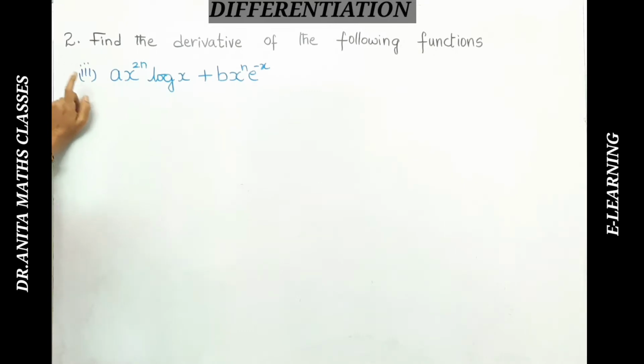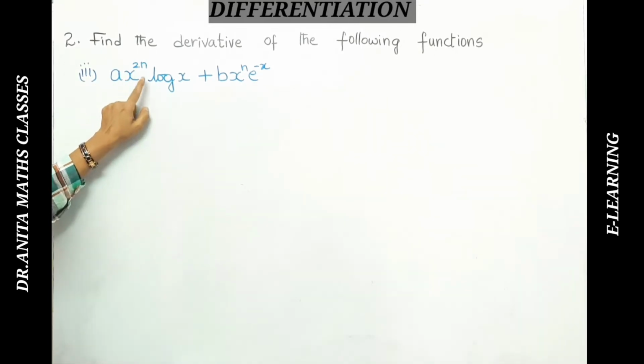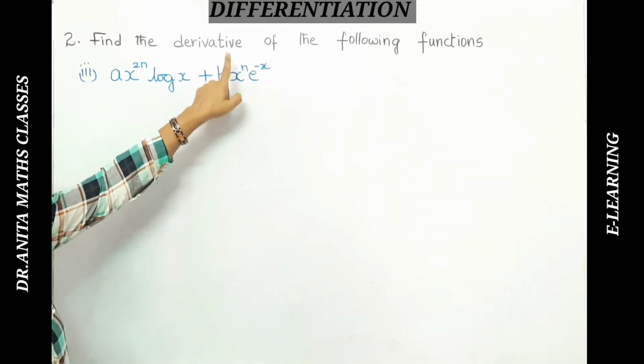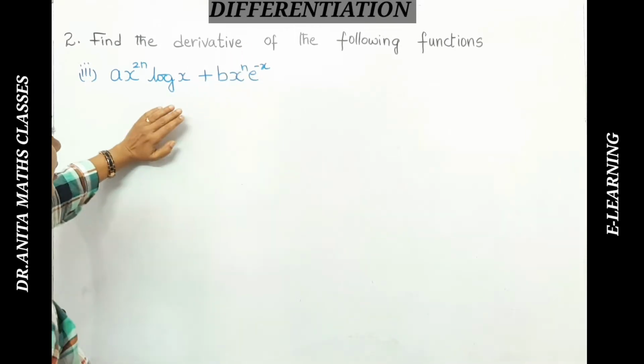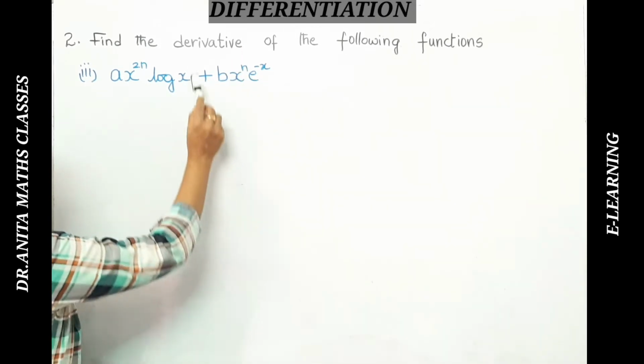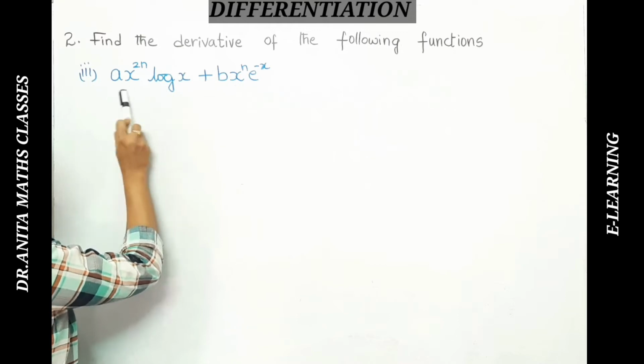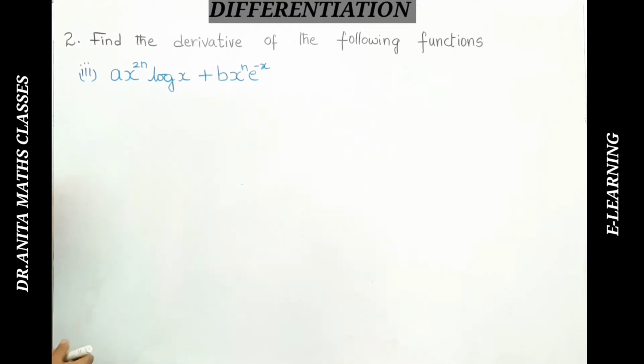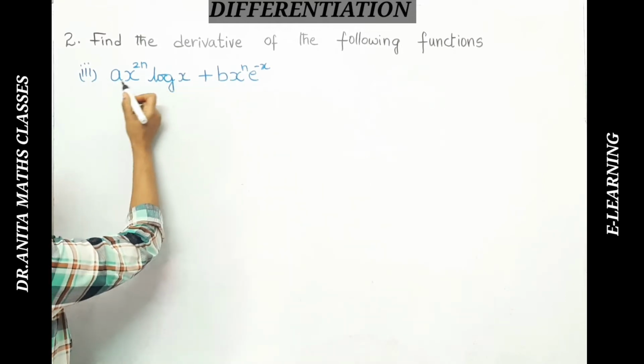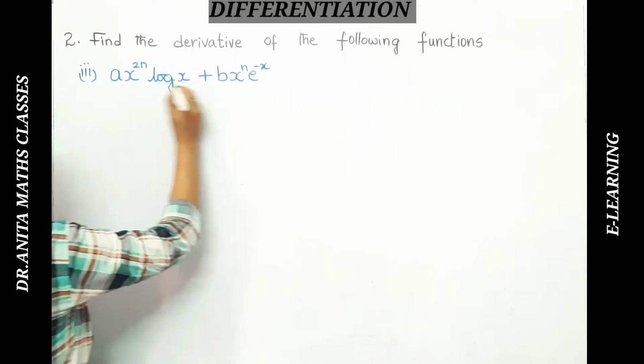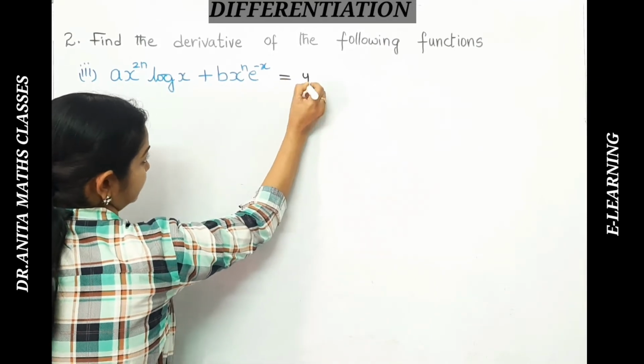The third problem: a x to the power of 2n log x plus b x to the power of n e to the power of minus x. We need to differentiate this function. There is a plus sign here and there are two functions here and also constants a and b. So let us differentiate here. Let me suppose this as y, okay.